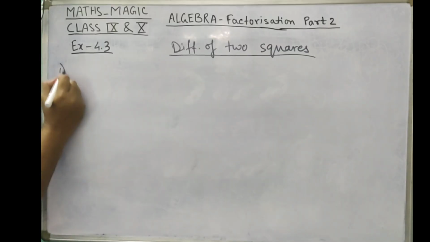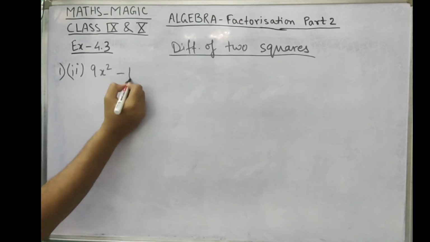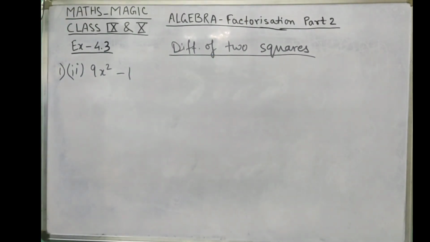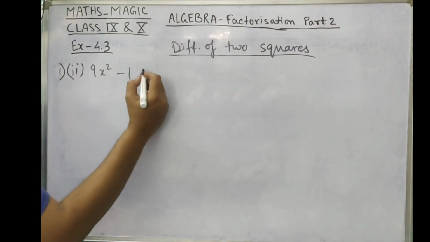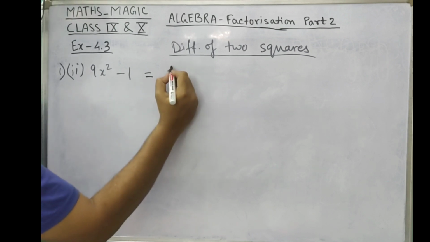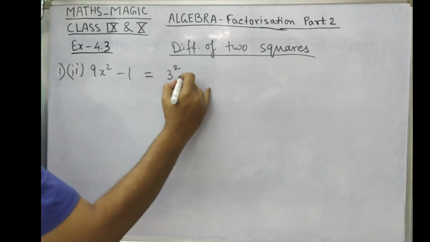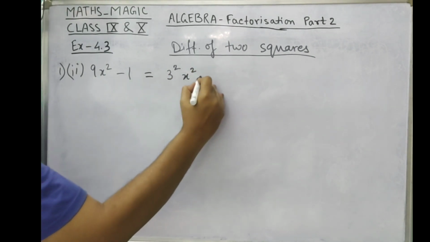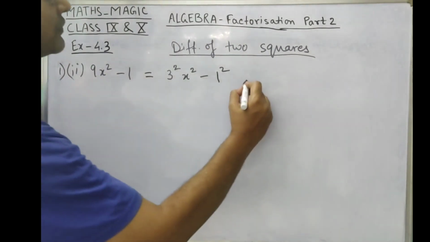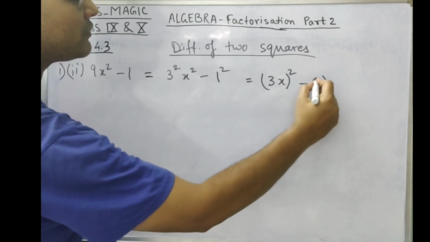Let us do sum number 1 part 2. 9x square minus 1. This is the sum. So, difference of two squares. This is this particular category. Now what will I do? 9, I'll make it 3 square. So 3 square means 9. x square, keep it like this, and 1 I can write 1 square. Okay, so this will become 3x whole square minus 1 square.